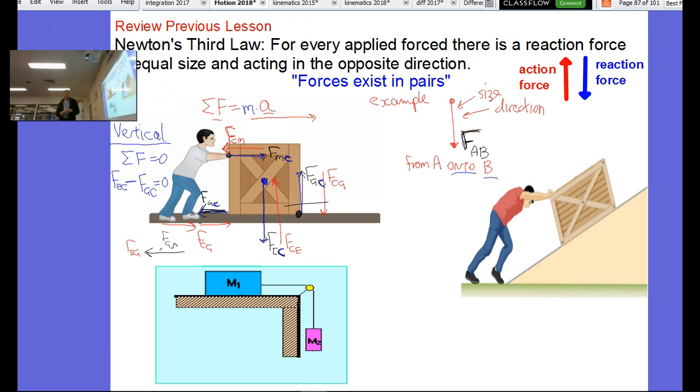Okay? Very good. So now we'll just examine one more, this second one here. I'm not going to cover it in the same detail, but this time we're just going to identify only the forces acting on the crate.